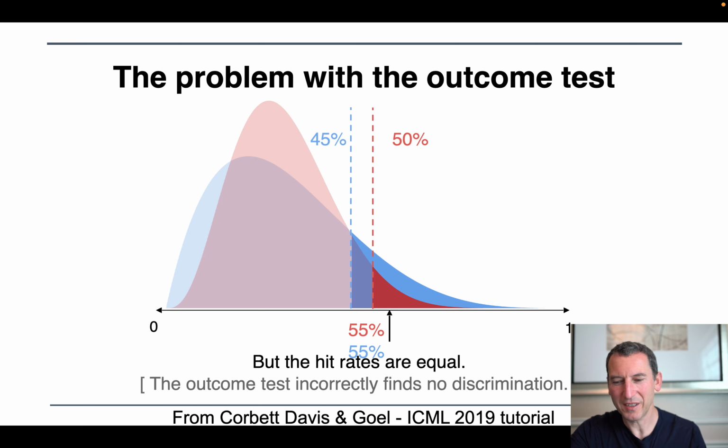So as said already, the hit rates are equal, but you're discriminating. So the outcome test doesn't find any discrimination even though there is one.